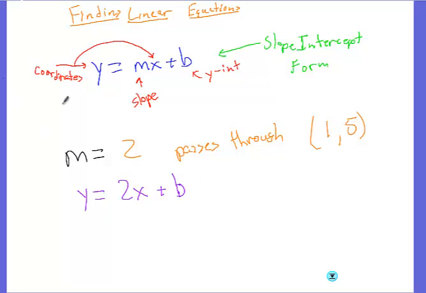If we want to solve for b, we have to find a y and an x that go along this equation. It just so happens I gave you a coordinate, which is an x and a y. So all you do is substitute this coordinate into the equation and get b by itself.